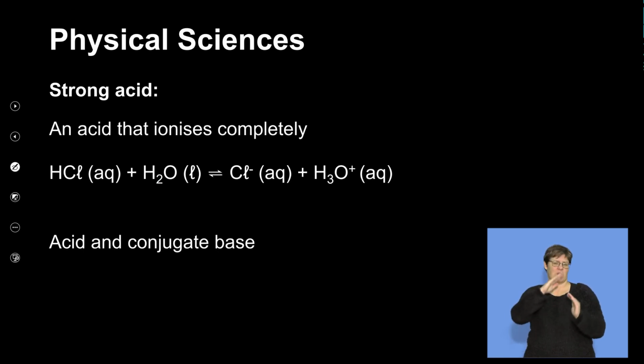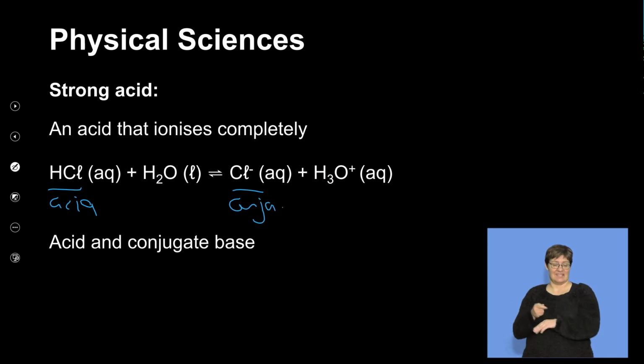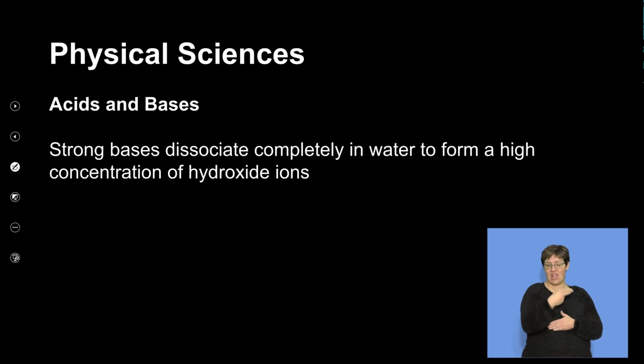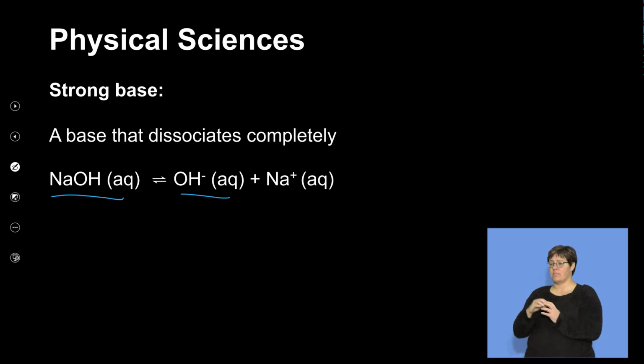So the acid ionizes completely, and in this case, as I said to you, this is the acid, and that is the conjugate base. Notice that they differ only by the hydrogen ion. Now, for a base, the strong base dissociates completely, and we recognize something like sodium hydroxide forms hydroxide ions and sodium ions like that.